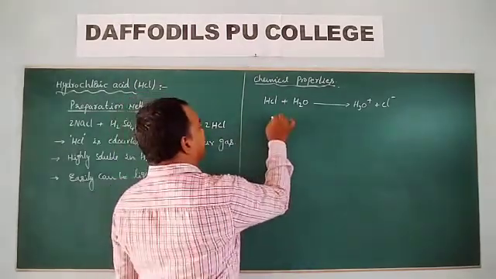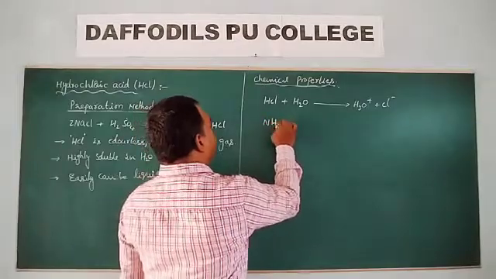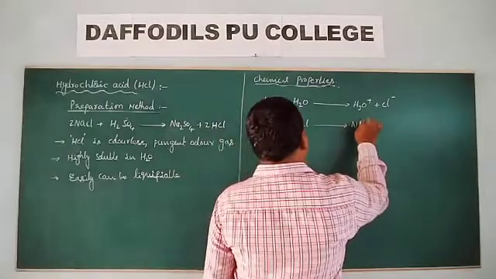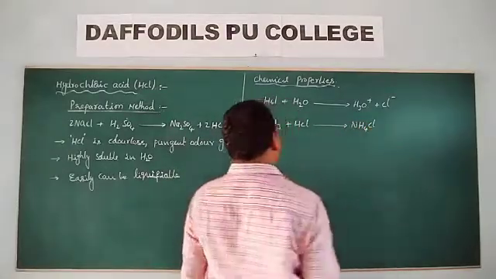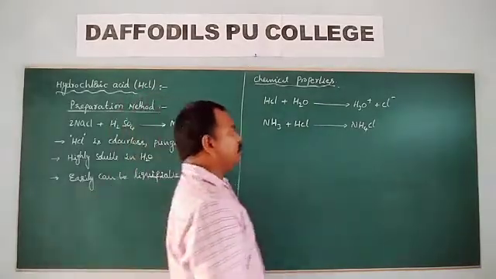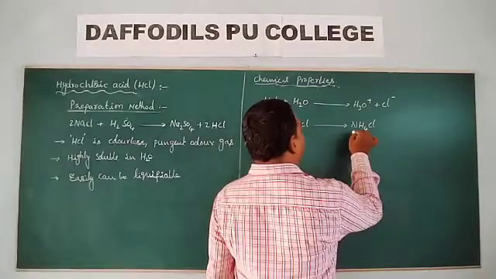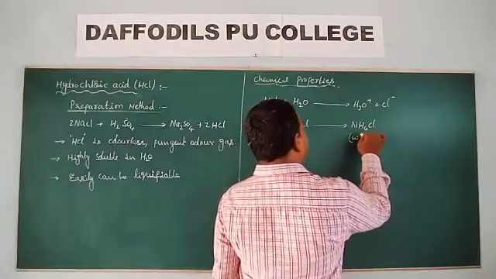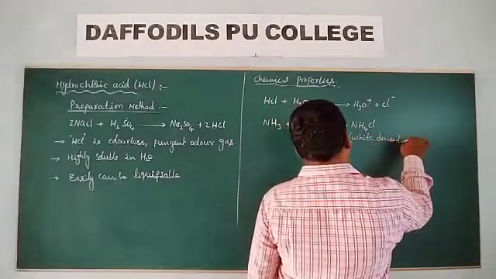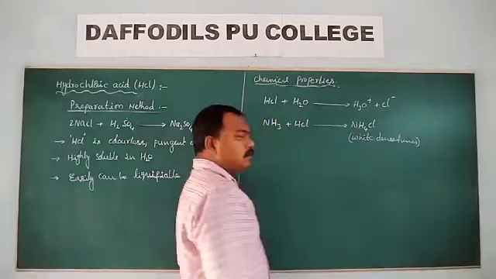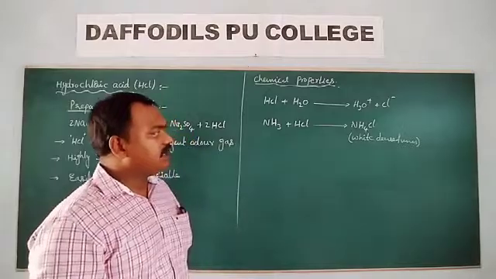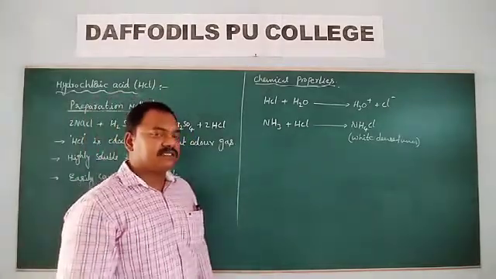Next, when ammonia reacts with HCl, you will get ammonium chloride vapors. These ammonium chloride vapors are formed as white dense fumes. So when ammonia gas reacts with HCl gas, you will get ammonium chloride white dense fumes.